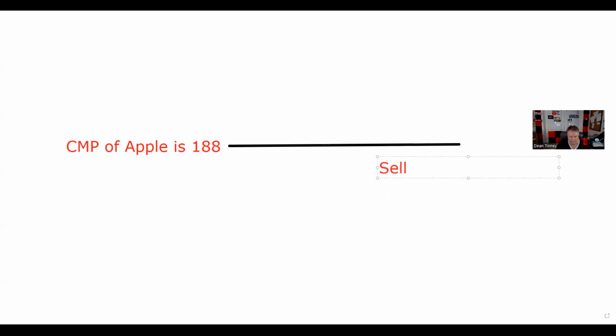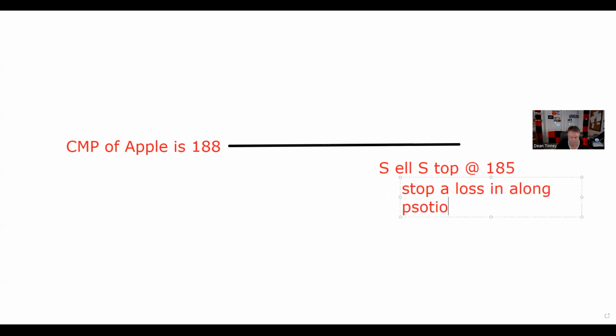You're now telling your broker that if Apple trades at or through 185, you want to sell the stock and you want to go home. You want to stop the loss. So what's the other position you can have? Let's just put that where stop a loss and a long position. So what is the other kind of stock position you can have?